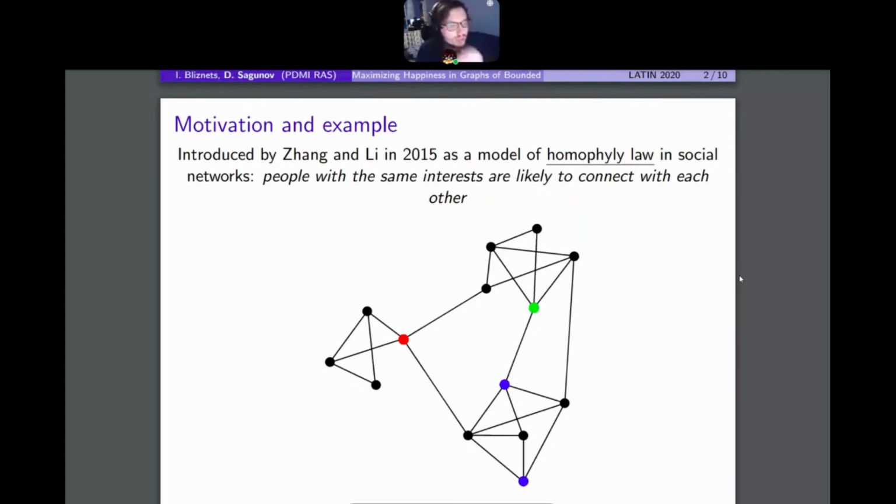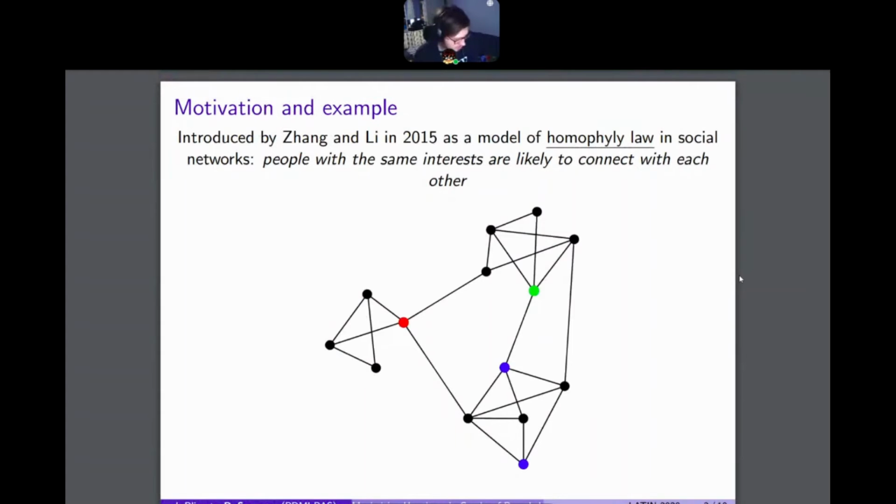These two problems were introduced by Zhang and Li in 2015, and they model the homophily law in social networks. The homophily law states that people with the same interests are likely to connect with each other. So imagine that this graph is a social network. Each node of the network is a person.